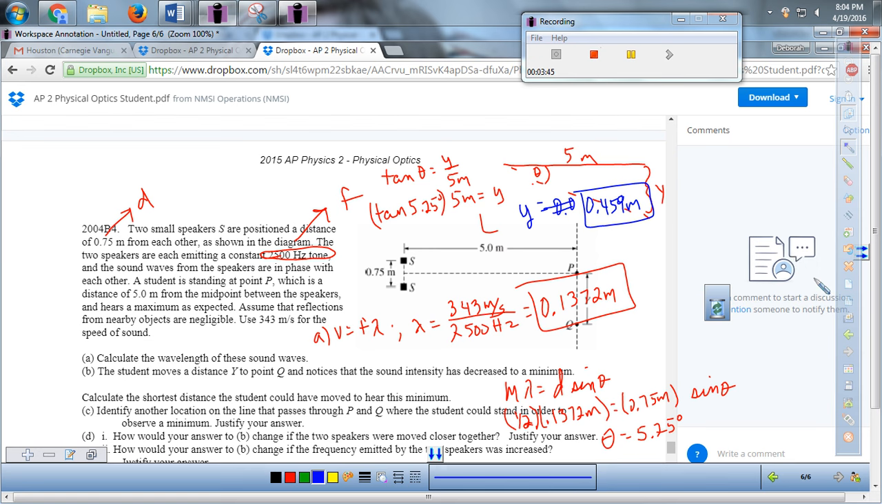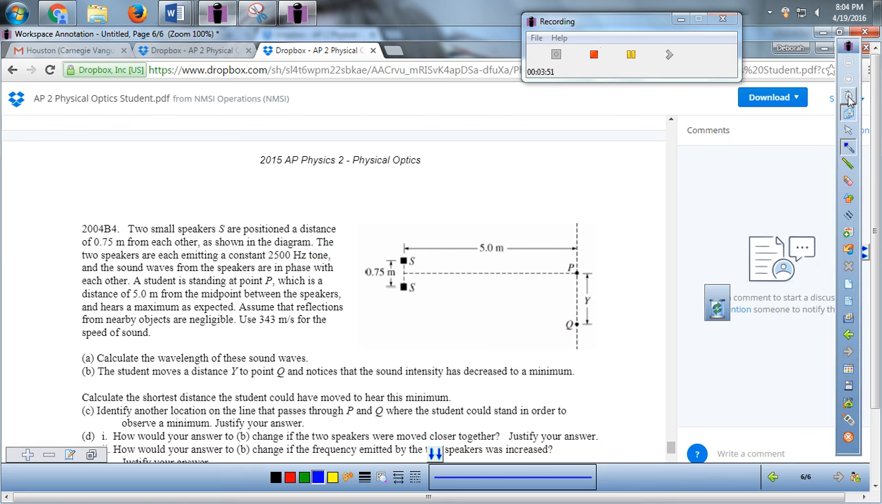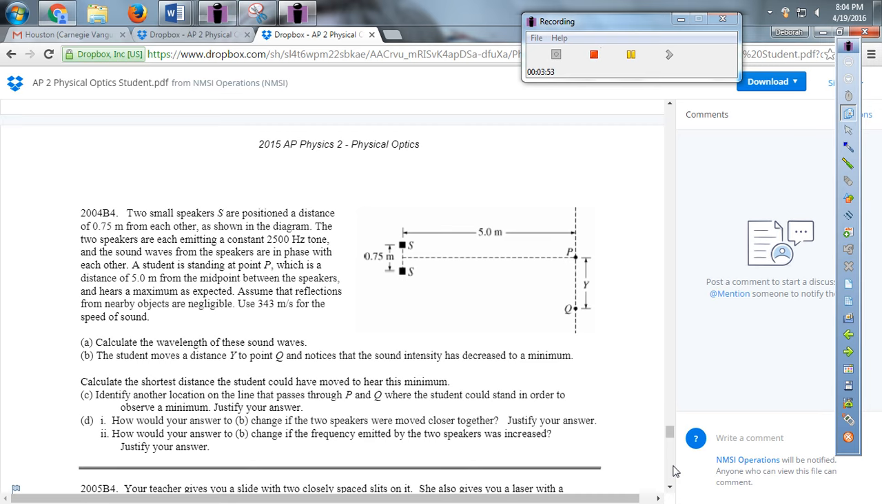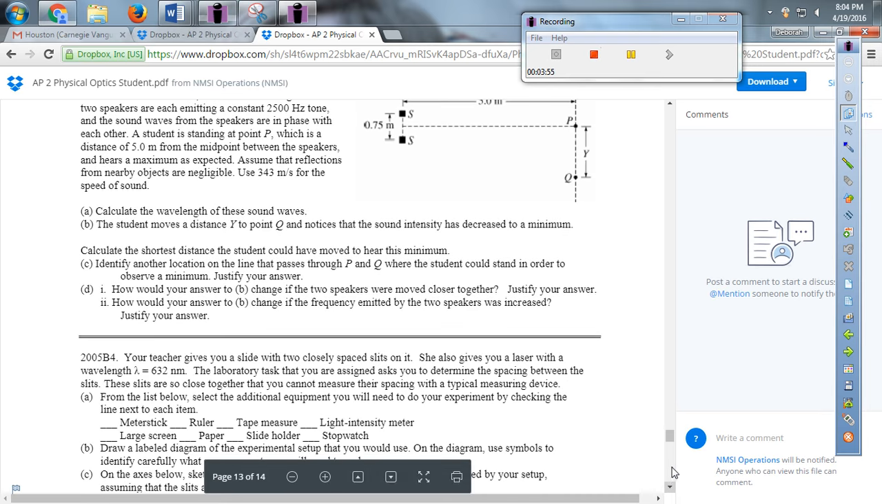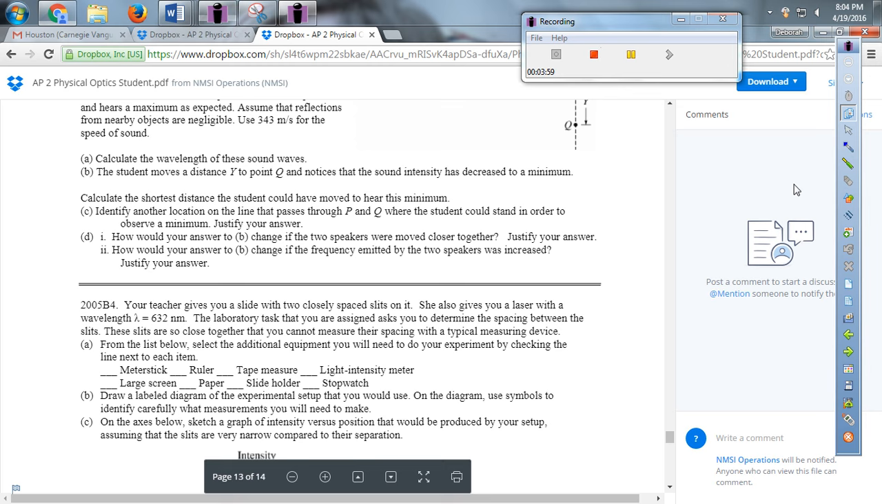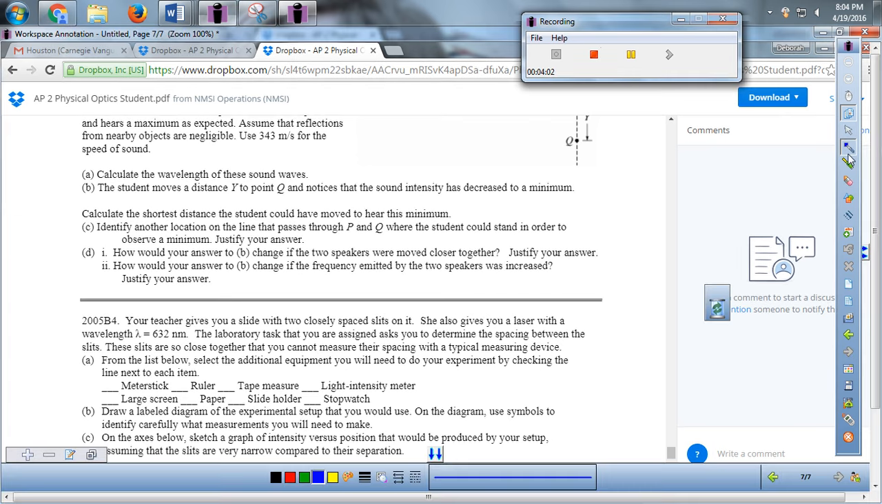Now, let me clean this off, and we'll scroll up and look at the next part, C and D. All right, so we did that right there. We calculated the shortest distance. Now it says identify another location on the line that passes through P and Q where the student could stand in order to hear another minimum. So if P was here, this is my line, and that was point P, and he was over here for point Q. He could come over here the same distance, 0.459 meters, and hear another minimum.